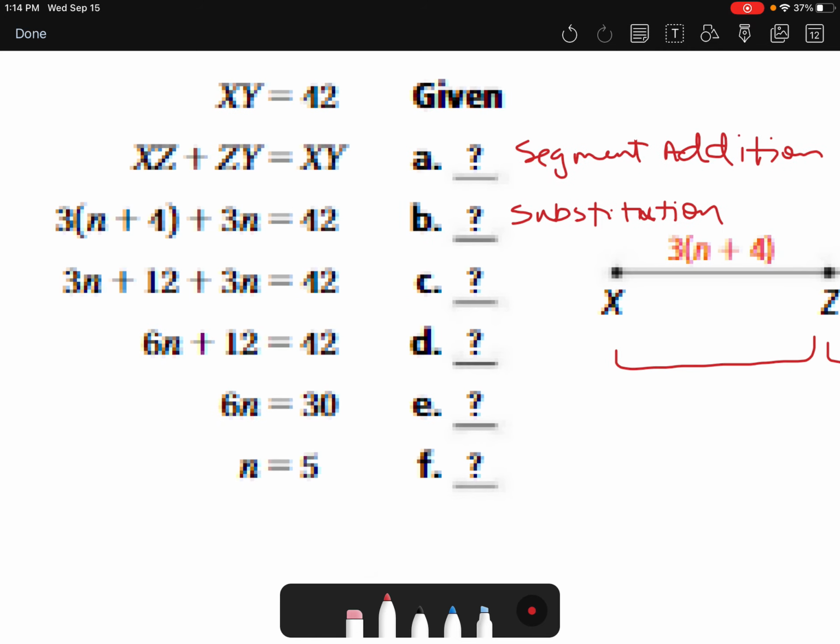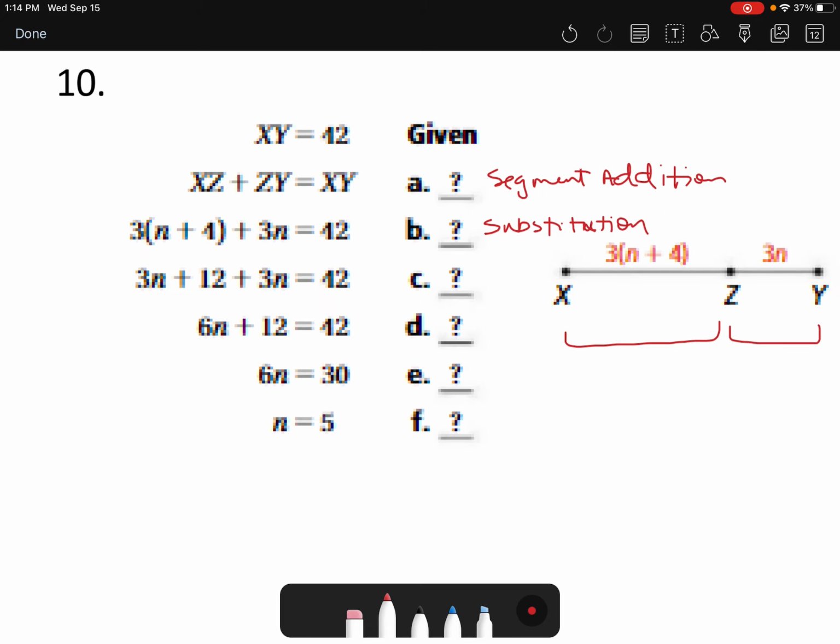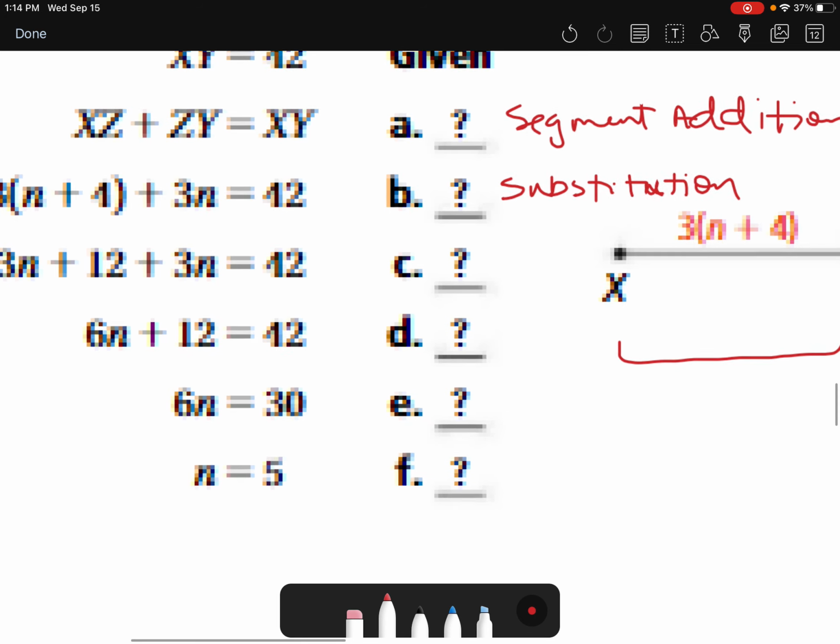Going from B to C. Most of that equation didn't change except the 3 times n plus 4 on the left. That turned into 3n plus 12. What we did was distribute that 3 into those parentheses to get rid of them. So we used the distributive property of math.